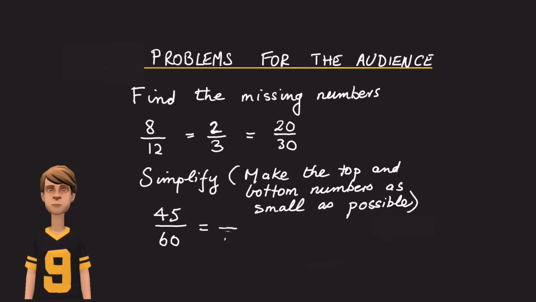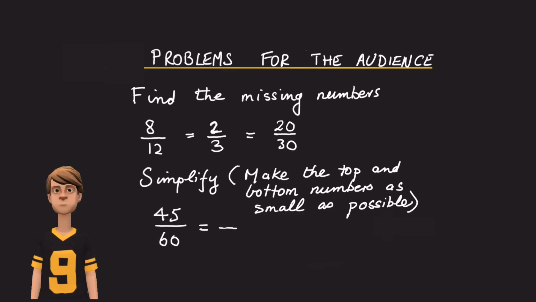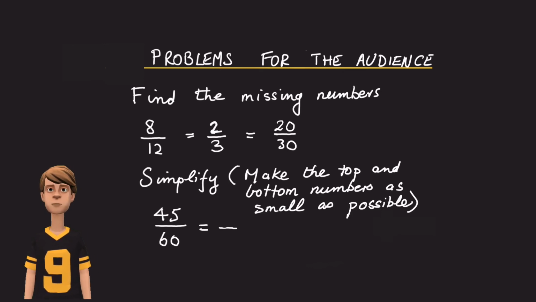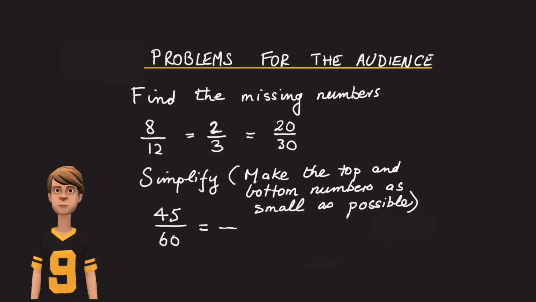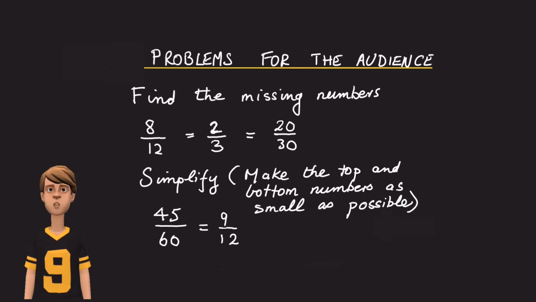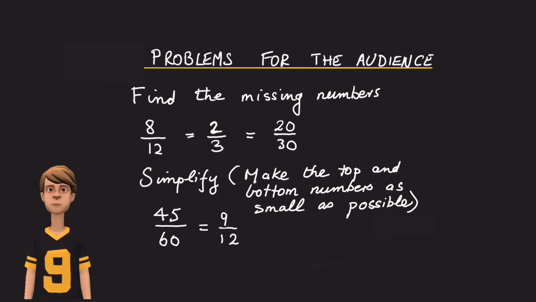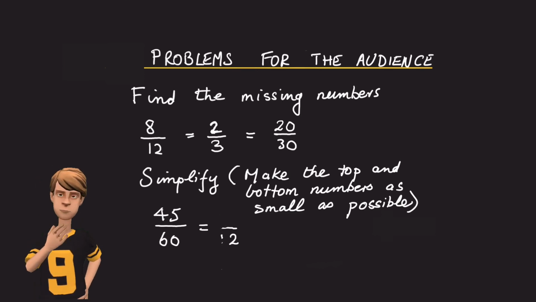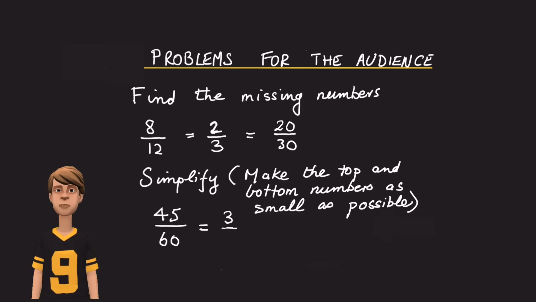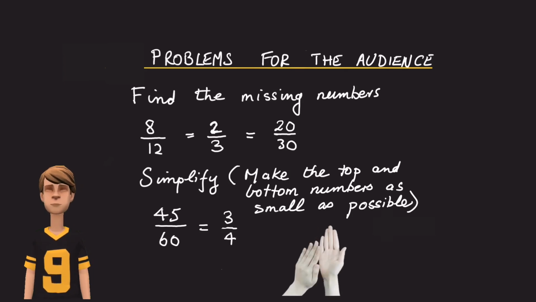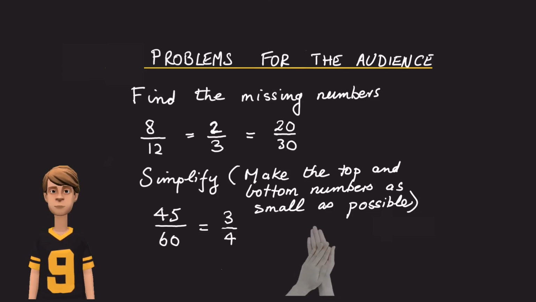For the last one, I need to find a number that goes into both 45 and 60. 5 goes into both, and 45 divided by 5 is 9, and 60 divided by 5 is 12. Do you think, George, we could divide something else into 9 and 12 to make them even smaller? Oh yes, I didn't notice that. I could divide them both by 3, so that makes it 3 over 4. Yes, George, that is correct, and that is the final answer, 3/4.